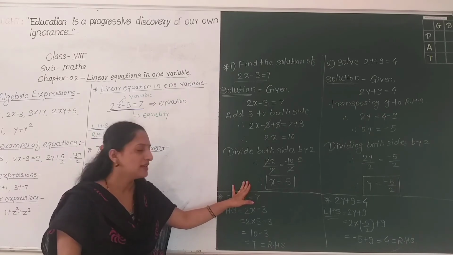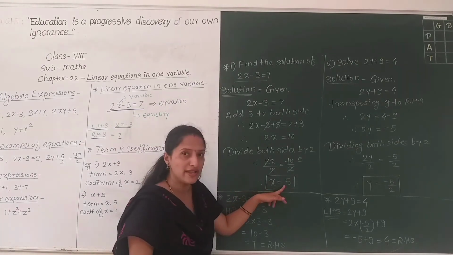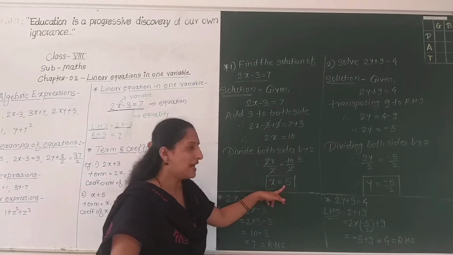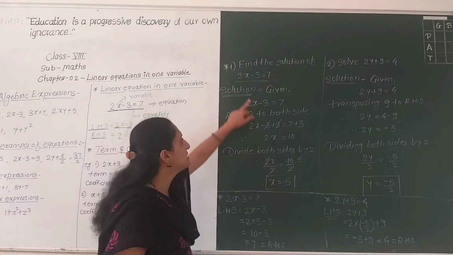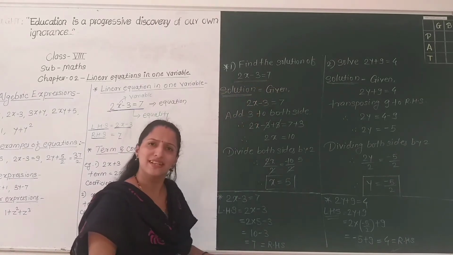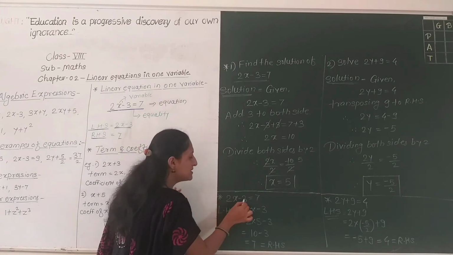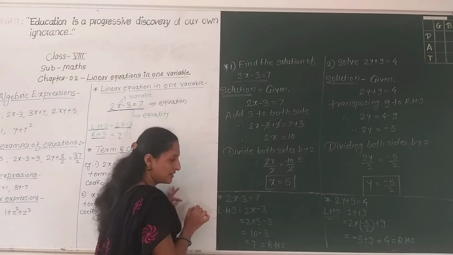Let us check whether it is correct or not. That means if x is equal to 5 is the solution, then if I substitute x is equal to 5 here, we get LHS is equal to RHS. Let us check. Our example is 2x minus 3 is equal to 7.